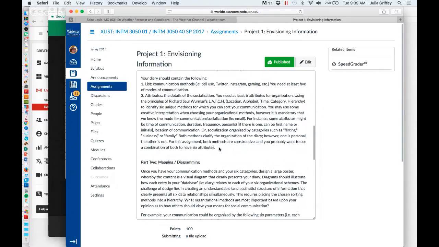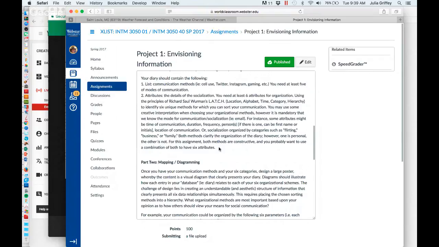Using the principles of Richard Saul Wurman's LATCH, location, alphabet, time, category, hierarchy, which you'll learn about in your reading, identify 6 unique methods by which you can sort your communication. You may use some creative interpretation when choosing your organizational methods. However, it is mandatory that we know the mode of communication, i.e. email. So that has to be one of your categories.